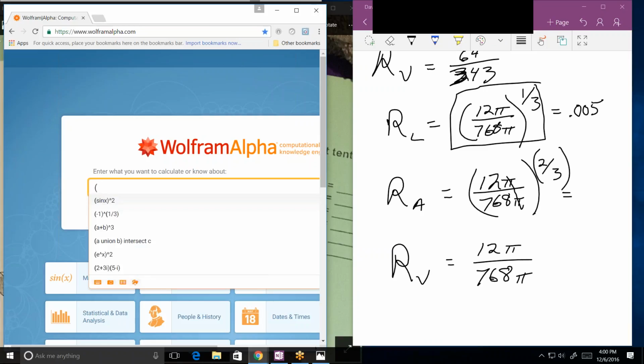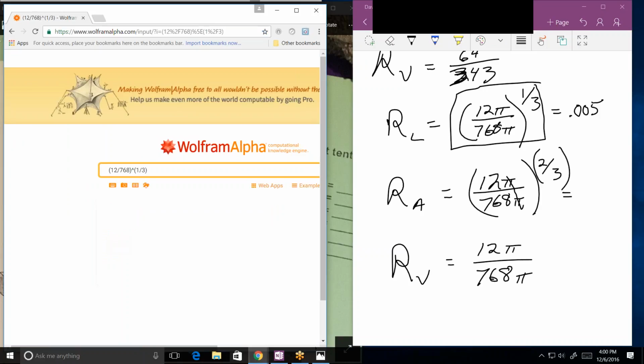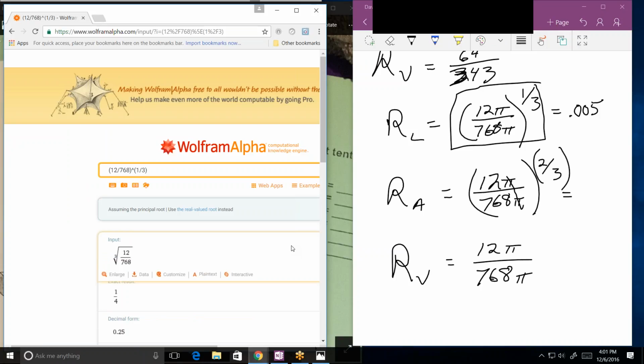So here's the way I want to put it. 12 divided by 768, in parentheses, all of it, raised to the, in parentheses, 1/3. That's taking the cube root of that ratio. Okay. And the answer is 0.25. They just told it to me. In other words, yeah, it's 1/4 exactly. So he did give us good numbers. So it's not 0.05, it's 0.25.